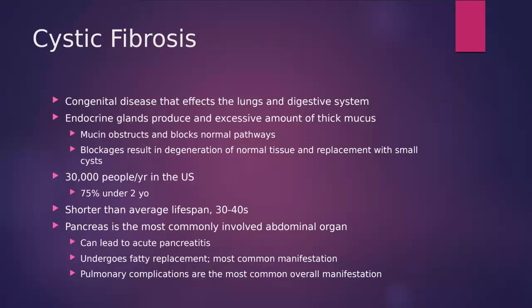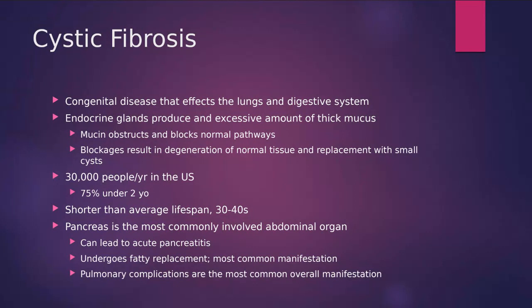Next, we're going to talk about cystic fibrosis, and you're probably wondering, why are we talking about a lung condition with the pancreas? And actually, the two are very closely related to each other. Cystic fibrosis is a multi-system condition, and it's actually a congenital disease, so this is something that you just happen to have, and it affects the lungs and the digestive system itself.